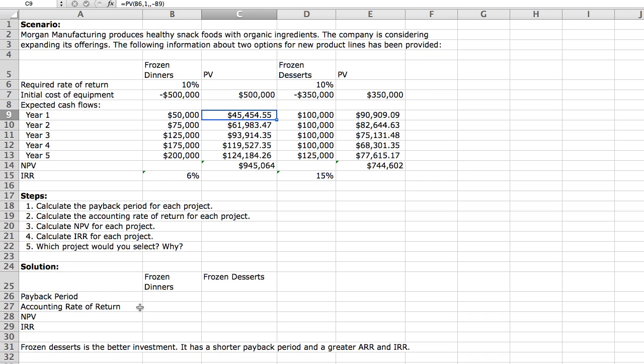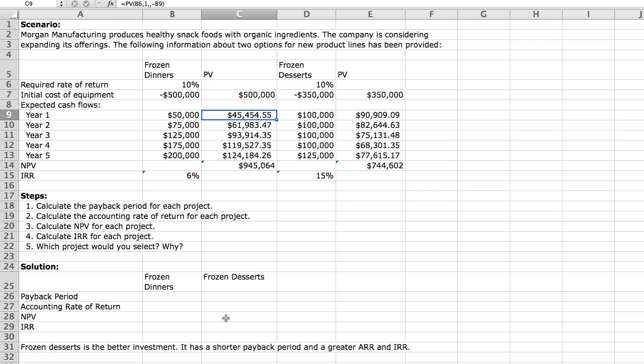The accounting rate of return is going to be calculated at the average of the cash flows divided by the payback period. Net present value will be the net number of the negative initial cost of equipment and positive expected cash flows for each year. When you sum those together, you'll get the net present value for both cash outflow and cash inflow for frozen desserts and frozen dinners.